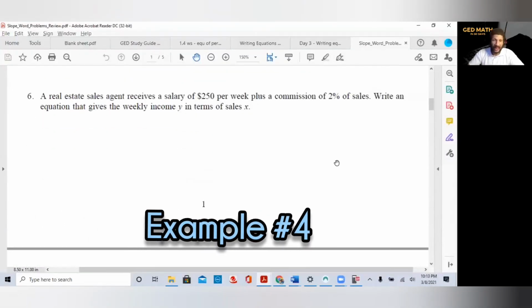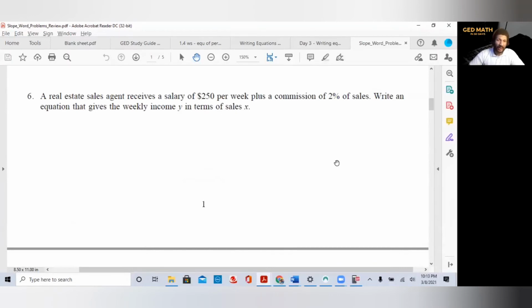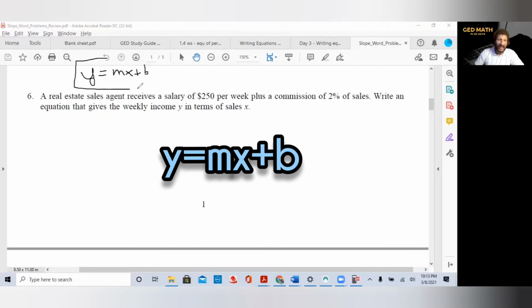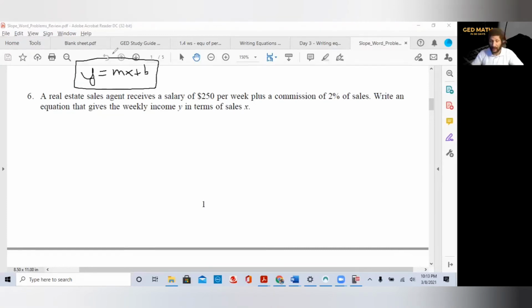Again, a real estate agent receives a salary of $250 per week plus a commission of 2% of sales. Write an equation that gives the weekly income Y in terms of sales X. Guess what? It's still the same problem. We start the same exact way. Y equals mx plus b. You must understand this is the recurrent theme of a linear equation. It's the slope-intercept form of a linear equation.